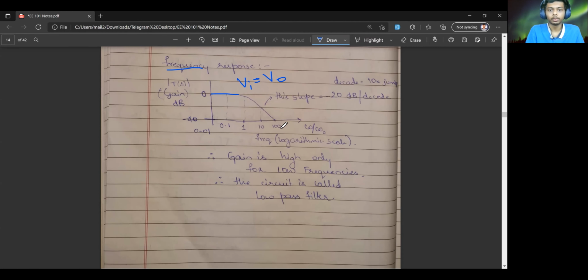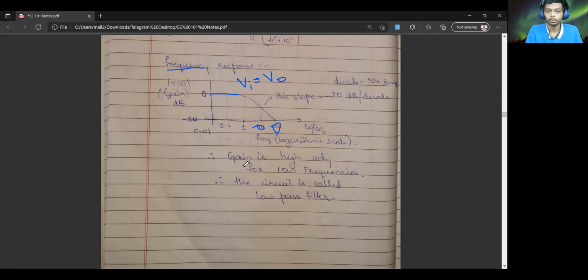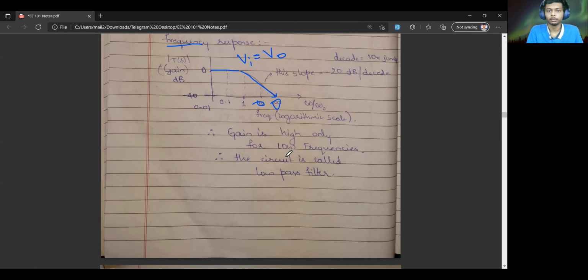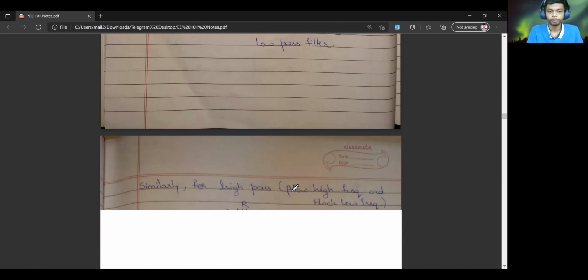But as you increase the frequency to higher numbers, like 10, 100, the circuit doesn't allow this high frequency, so the output signal will fall to zero. For this reason, the above circuit which we saw is called a low pass filter.